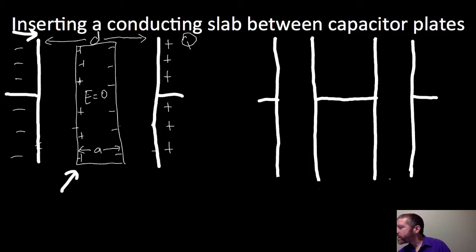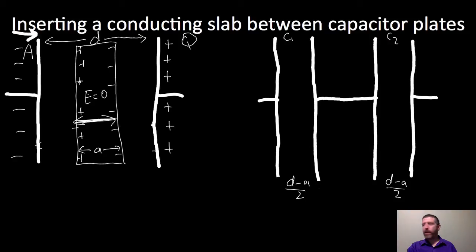Well, notice that this is D minus A over 2. That's that distance right there. Here is D minus A over 2 also. So what I'm going to do is I'm just going to use the capacitors in series equation. Now, if you're wondering how I got D minus A over 2 right there, it's just a matter of the space.